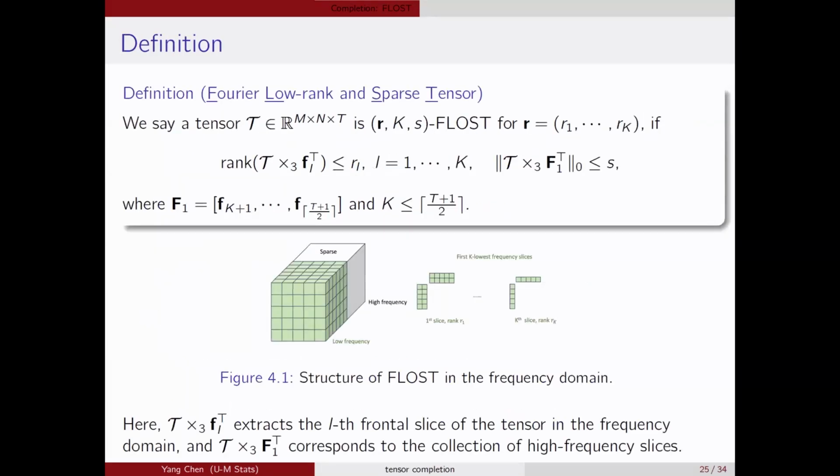So this thing is called a Fourier low rank and sparse tensor framework. Essentially, we just treat this entire tensor as multiple fibers of time series. If you look at one particular geographical location, it's a very, very long time series, and we can call it a particular fiber.